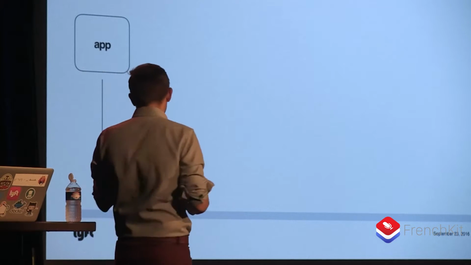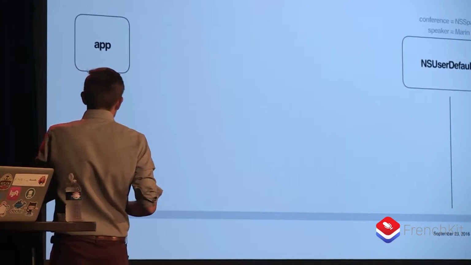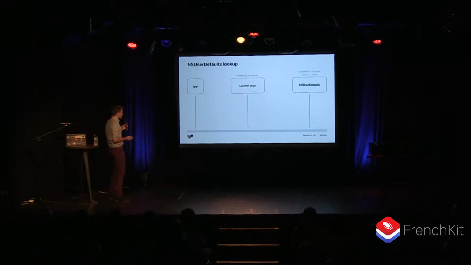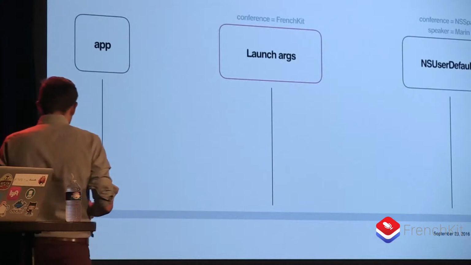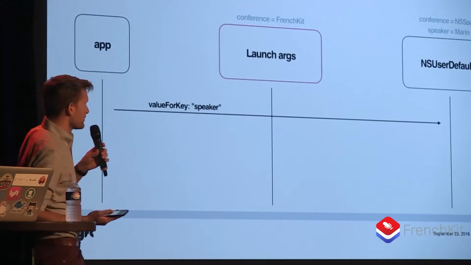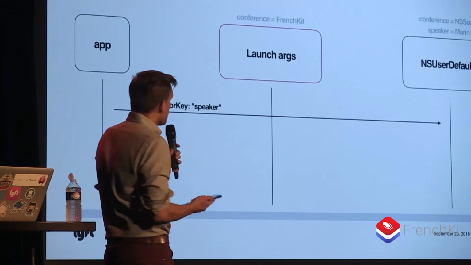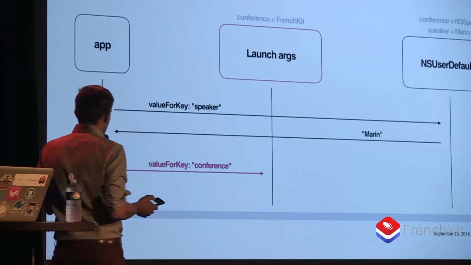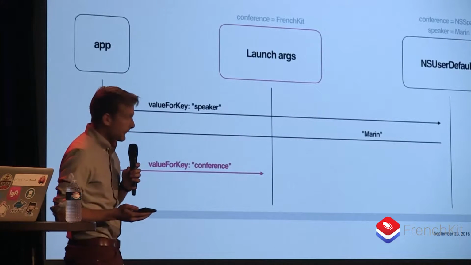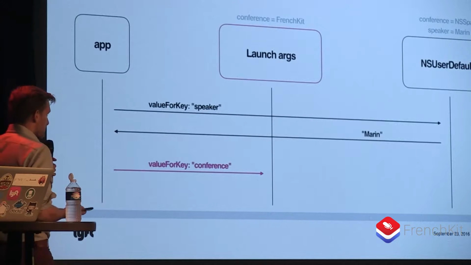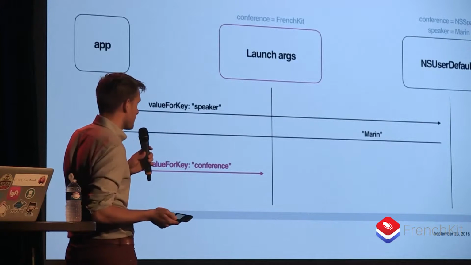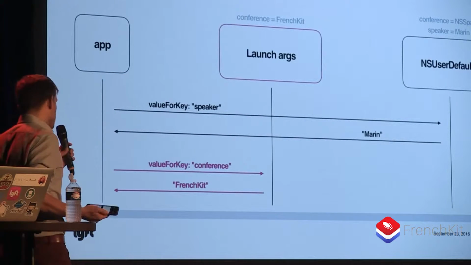So if you can imagine, here we have the app, and we have NSUserDefaults with storage. It says conference is NSSpain, speaker is Marin. But we'll launch this app with conference FrenchKit. So in your app, you say NSUserDefaults, value for key speaker. And as you expect, you get back Marin. But then we ask for value for key conference. Since this key was present in launch arguments, you will not even look up in NSUserDefaults. So even if you thought you were looking up in NSUserDefaults, you were not. And you'll get back FrenchKit.